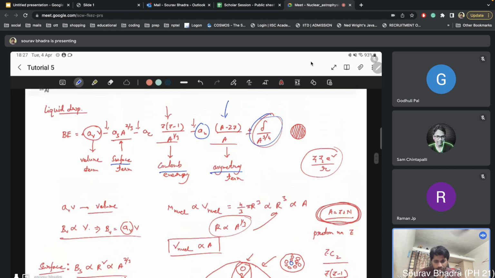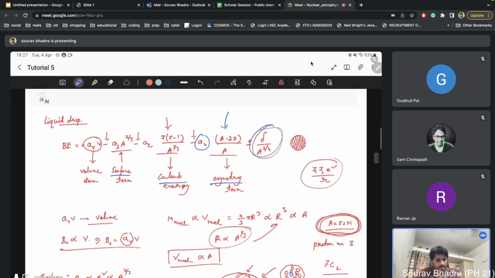So this is the liquid drop model, the general understanding. As for what type of problem can be asked from this liquid drop model: you may be given the proton number and the neutron number, everything is given, and you can be asked what is the most stable configuration of that particular nucleus.